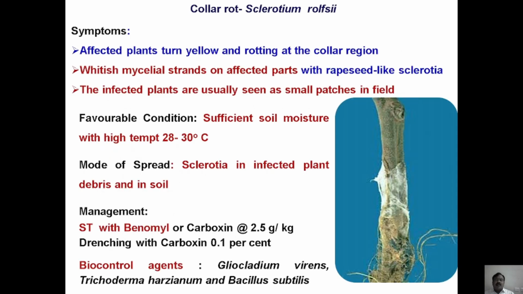And then the collar rot disease. Collar rot, the name itself indicates the pathogen affects the plant at the collar region just above the ground level, and this is caused by Sclerotium rolfsii. Due to infection at the basal portion, the affected plants turn yellow and the collar region rots.